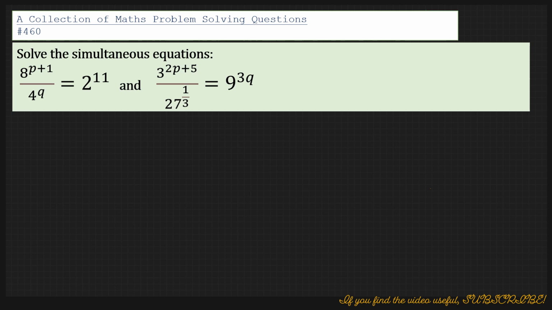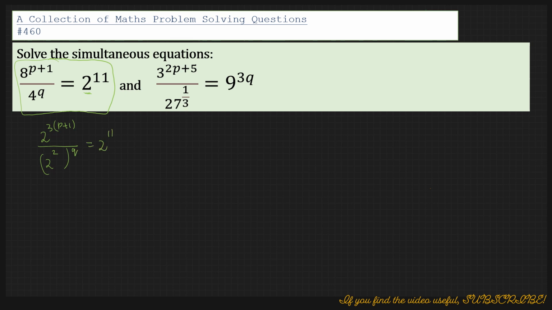If I look at the first equation, that is 8 to the power p plus 1 divided by 4 to the power q. So what I can do is change it all to powers of 2. 8 to the power p plus 1, I can write as 2 cubed to the power p plus 1, divided by 2 squared, because 4 is 2 squared, to the power q, equals 2 to the power 11.